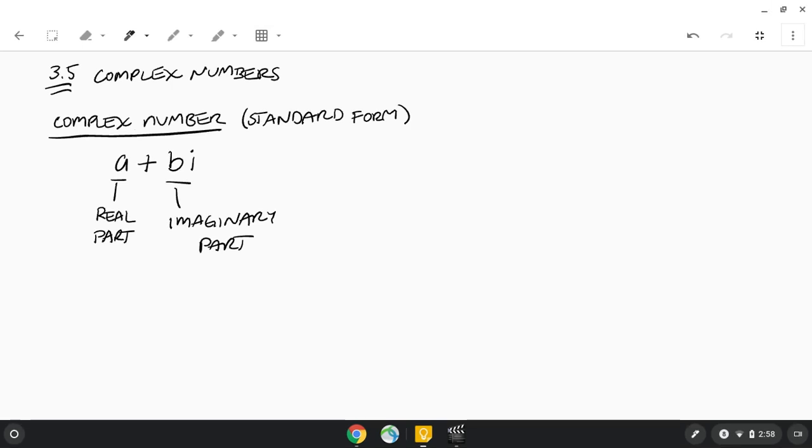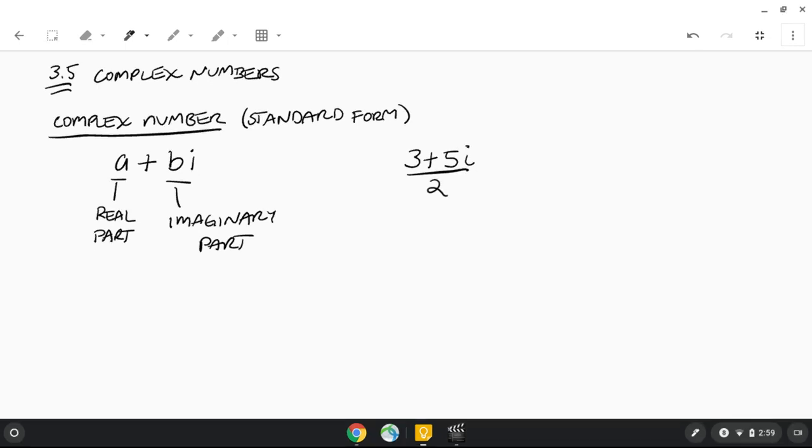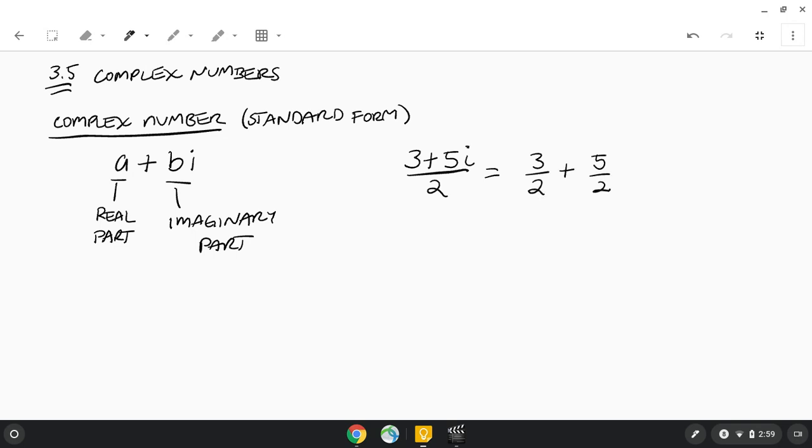So if you have something that's written like this, let me give you an example. So if you have 3 plus 5i over 2, this is not in standard form because here it's not written in the two parts, the real part and the imaginary part. So here you would have to separate them and say 3 over 2 plus 5 over 2i. That way you can identify the real part and the imaginary part and what the a is, what the b is. Okay?